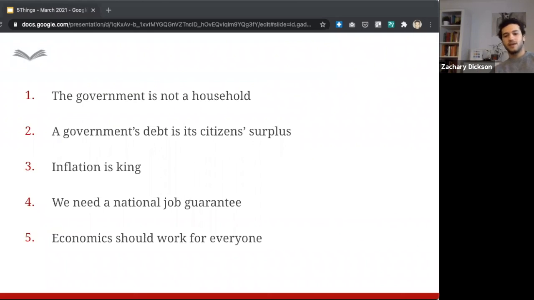And then finally, economics should work for everyone. Economics isn't about one segment of society. It's not about businesses or math. It's about people. It's about how we organize and the ways in which we produce things. So just keep that in mind going forward. And that's all I have.